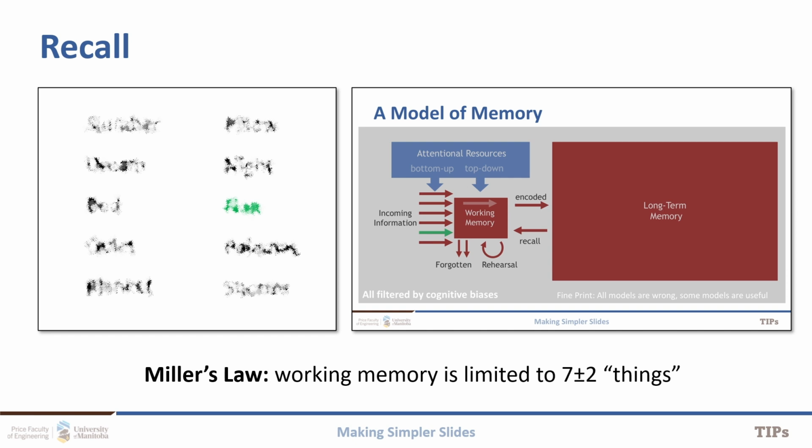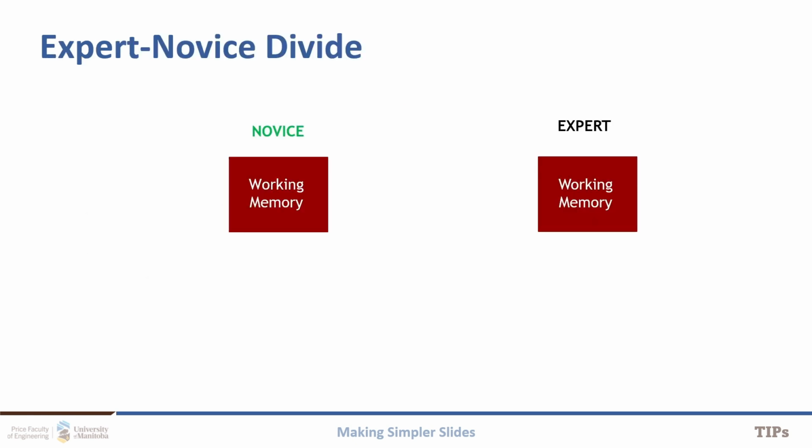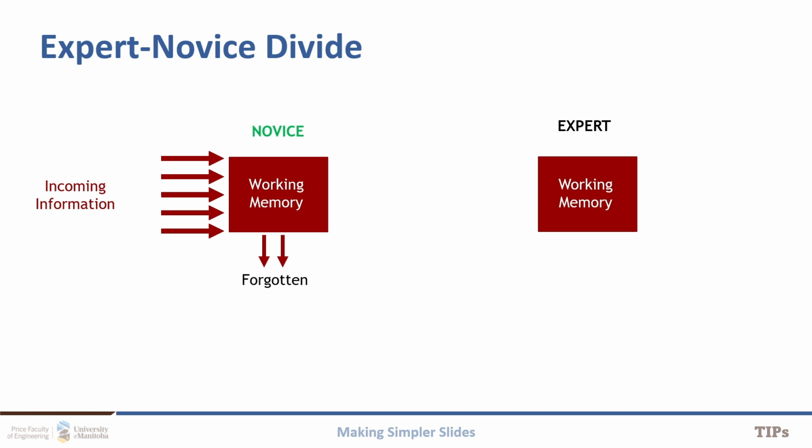But it turns out what a thing is varies from person to person, or specifically between experts and novices. Here we have the working memory of a novice and an expert. The novice is easily overwhelmed by too much information, but the expert sees that information differently, chunking it into fewer items. Both are still limited by too much information, but the nature of what one chunk represents changes.